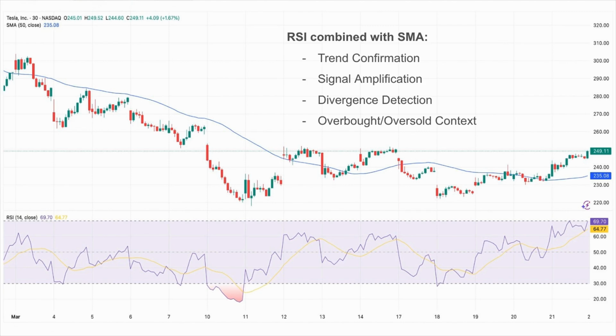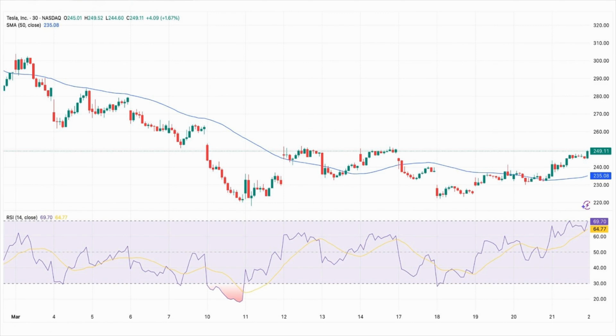Third, divergence detection. Discrepancies between price action relative to the SMA and RSI readings can provide early warning of potential reversals, and we will explore RSI divergence more in our next video on advanced RSI applications. And finally, overbought and oversold context. RSI extremes have different implications, depending on whether price is above or below the SMA. Now let's analyze the chart.